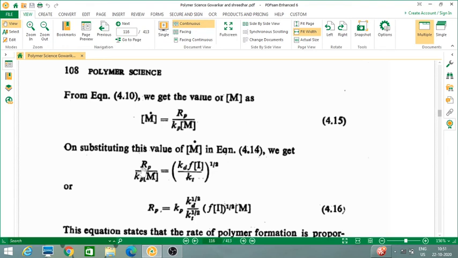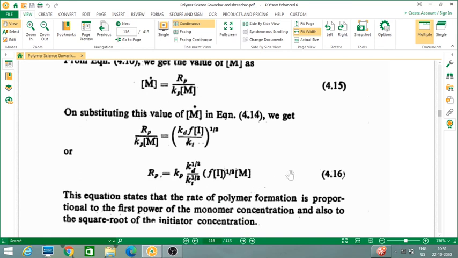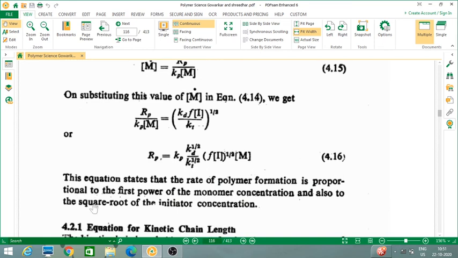Now, taking the rate of propagation on the left hand side and everything else on the right hand side, we get Kp times (Kd/Kt) raised to the power half, F raised to the power half, and into the monomer concentration M. Equation 4.16 is what we get. This equation states that the rate of polymer formation is proportional to the first power of the monomer concentration and also to the square root of the initiator concentration.